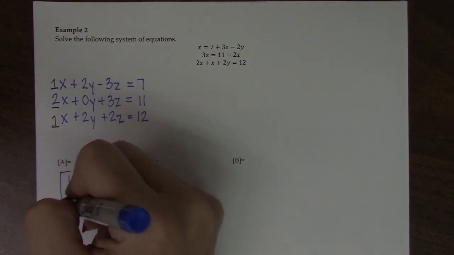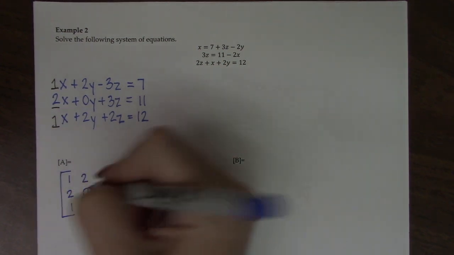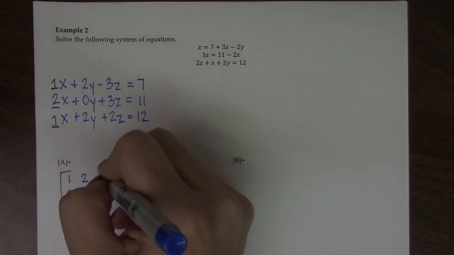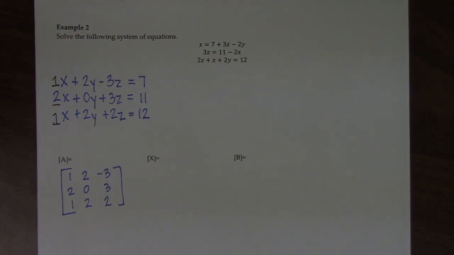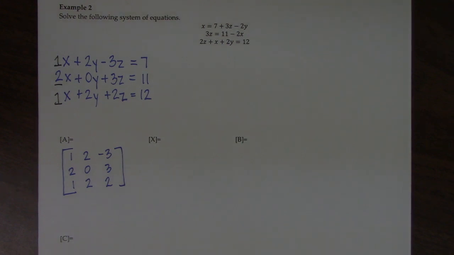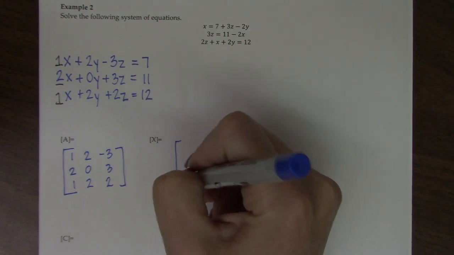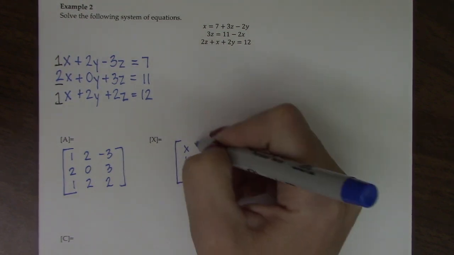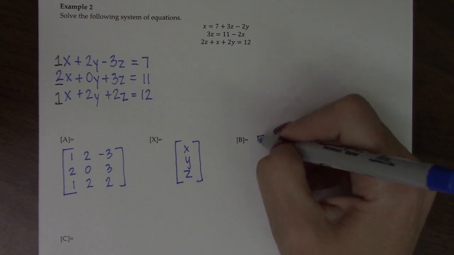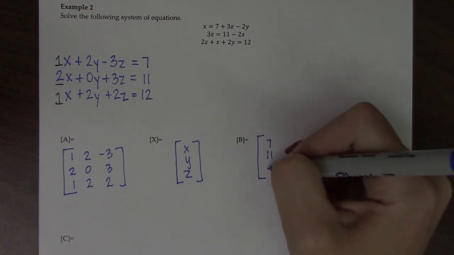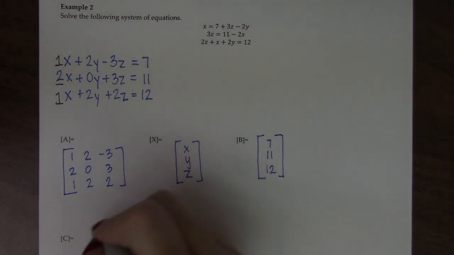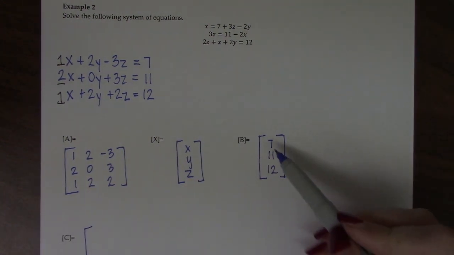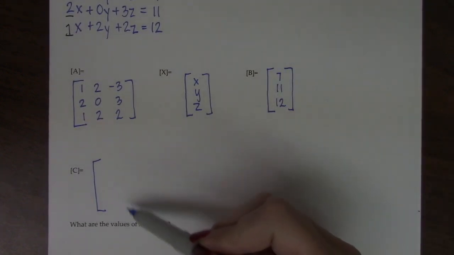So I have a 1, a 2, and a 1, a 2, a 0, and a 2, a -3, a 3, and a 2. It's perfectly okay if an equation doesn't have one of the terms we want. We would just say its coefficient is 0 because it's not there. My variables are x, y, and z, and my constant matrix is 7, 11, and 12. So my solution is going to have the same dimensions, a 3 by 1 matrix.